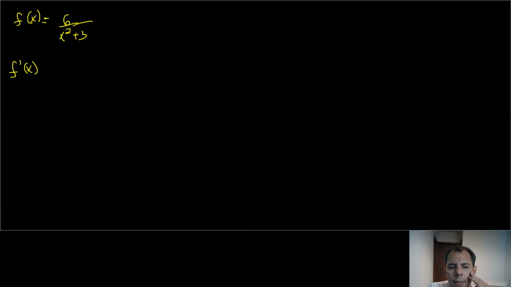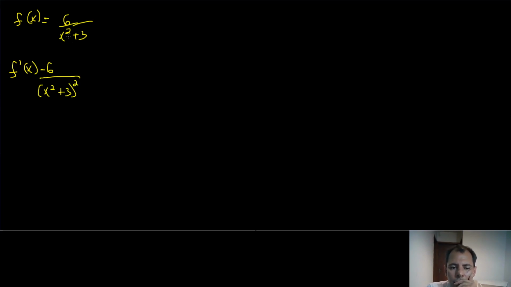equals, this is 6 times x squared plus 3 to the minus 1, okay? So the minus 1 is going to come down, multiplying here to minus 6. And then x squared plus 3 is going to go to the power of negative 2, okay? So we have this. All right? And now you have the chain rule, right?